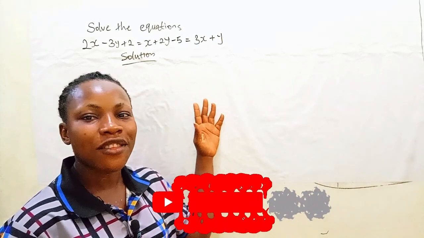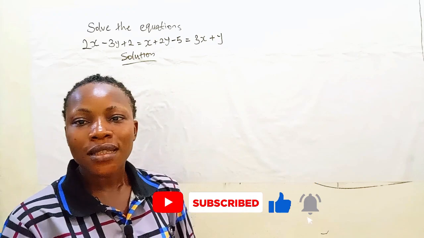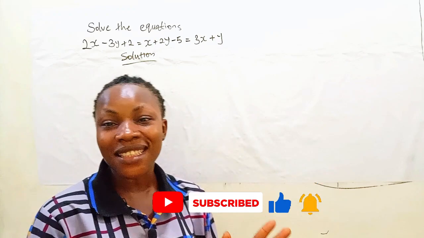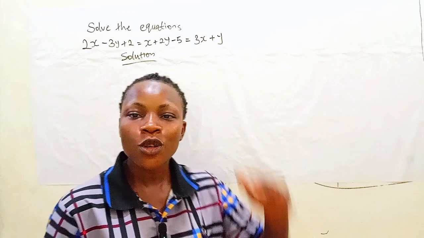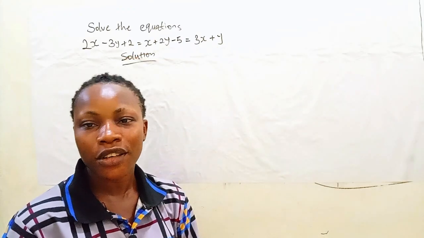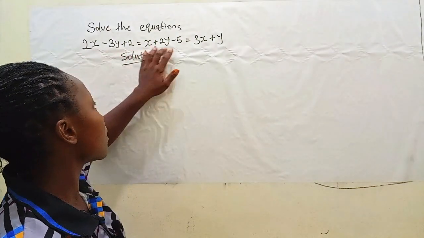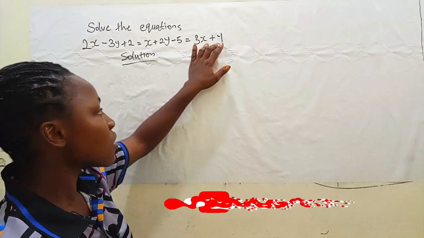Look at what we have here. Can you be able to solve it? The arrangement is different. Okay, so once you are given this kind of question, don't panic. All right, here what we have is this equation equals to this equation equals to this equation.